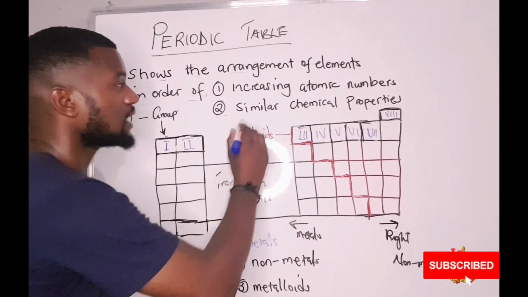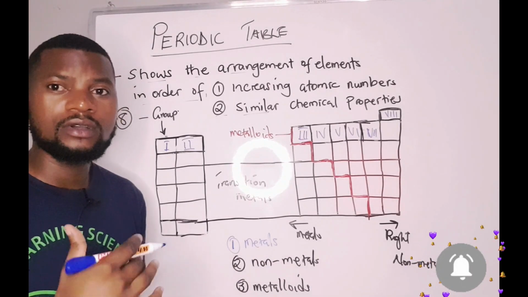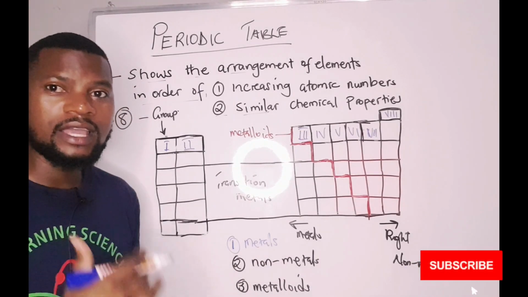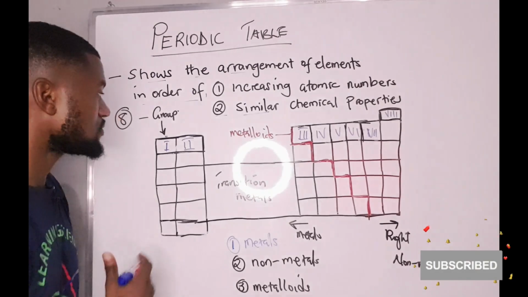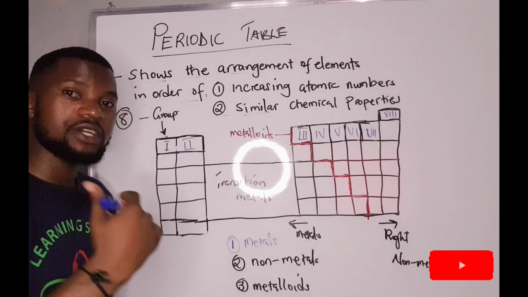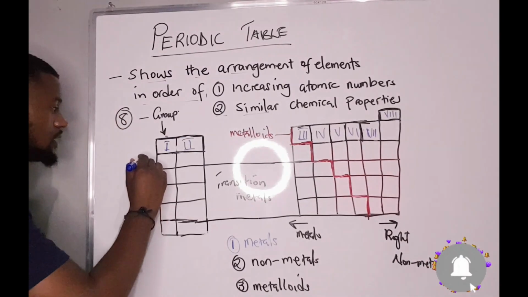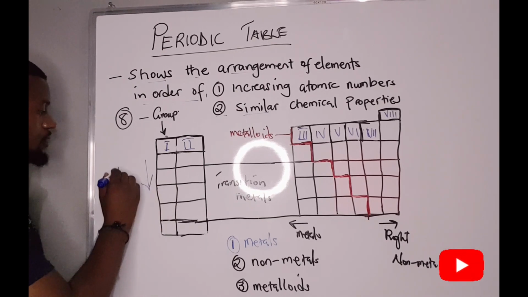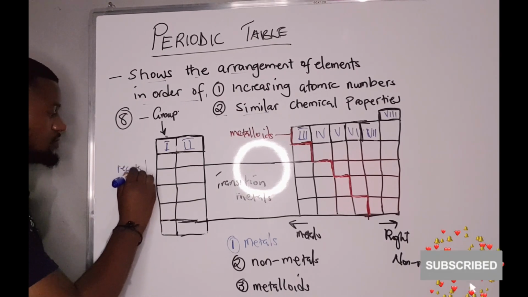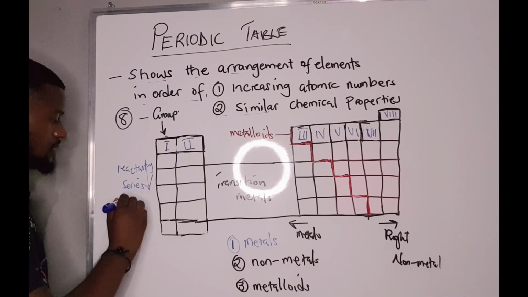The elements that are arranged in each and every group have similar chemical properties as well as physical properties, and for these metals, their reactivity series increases as you go down the group. So as you are going down the group, the reactivity series increases.